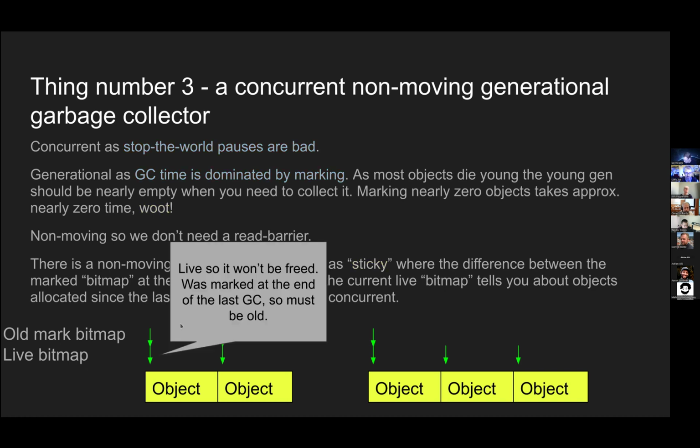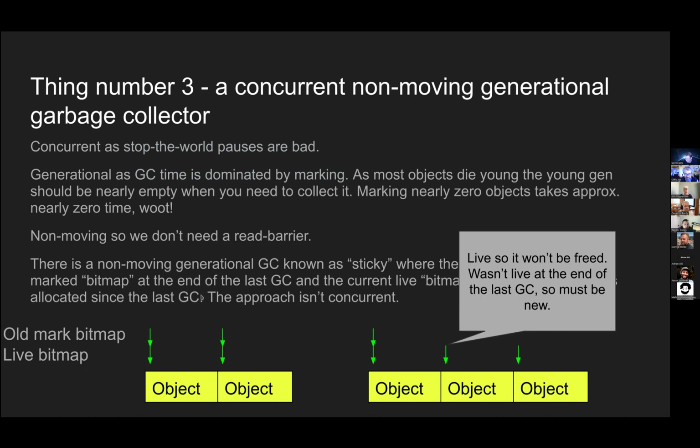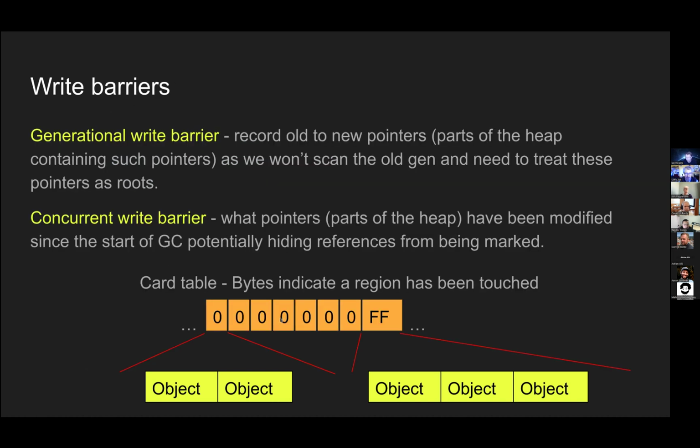Okay, I've got some notes. So in this little diagram, we've got things which are in the old bitmap and the live bitmap. So it won't be freed because it was marked, and it must be old because it was live at the last GC. And then the new ones have only got the live bitmap set and not the old bitmap. So this is a way of doing non-moving generational garbage collection quite succinctly without having a nursery.